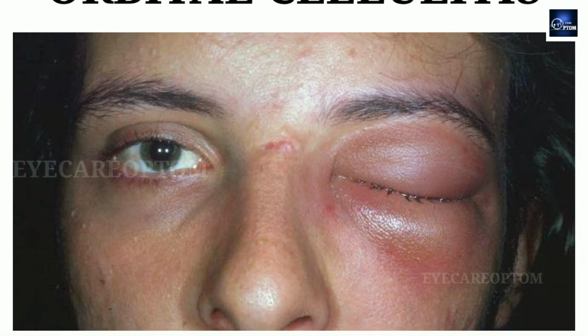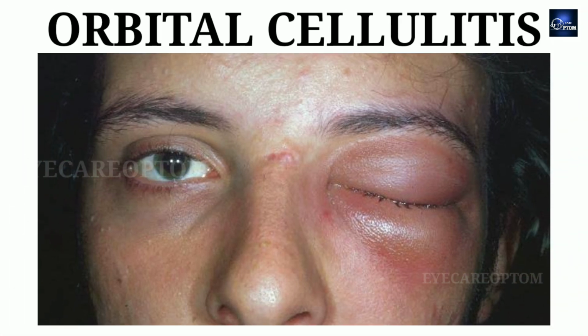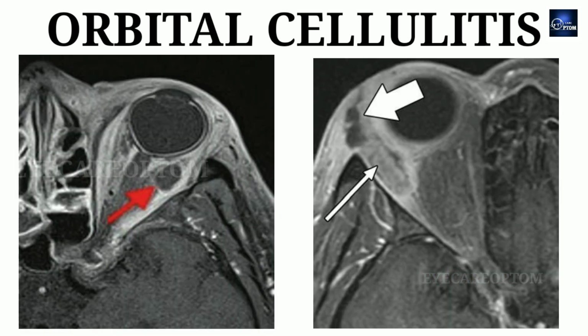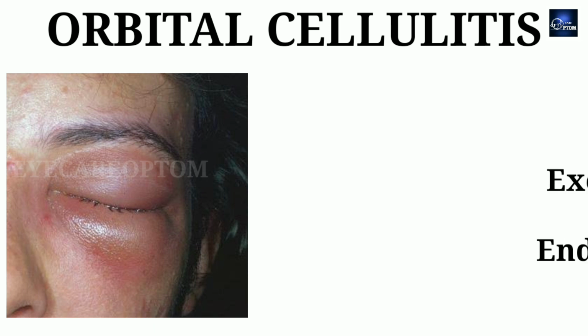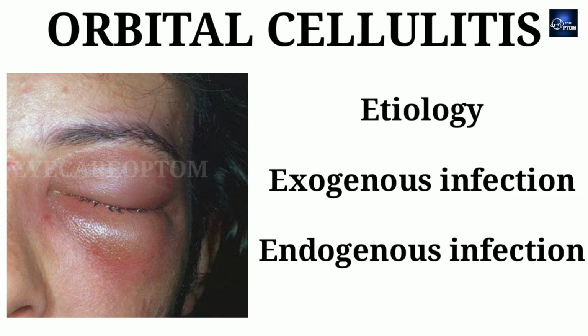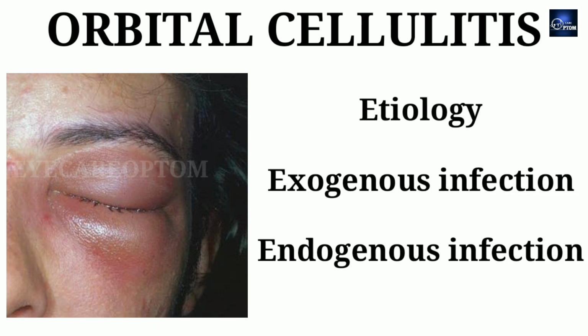This is a condition of orbital cellulitis. This is an acute infection of soft tissue of the orbit behind the orbital septum. It may or may not progress to subperiosteal abscess or orbital abscess. Etiology of this condition: it can be caused due to exogenous infection or endogenous infection.